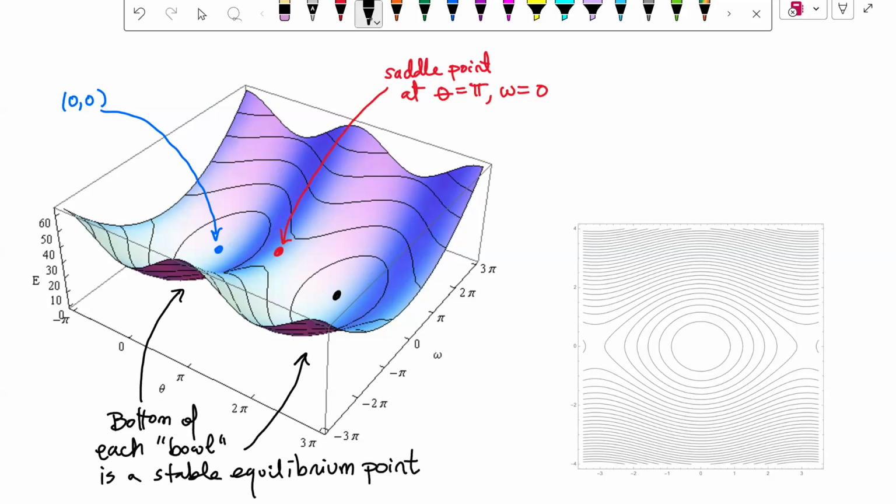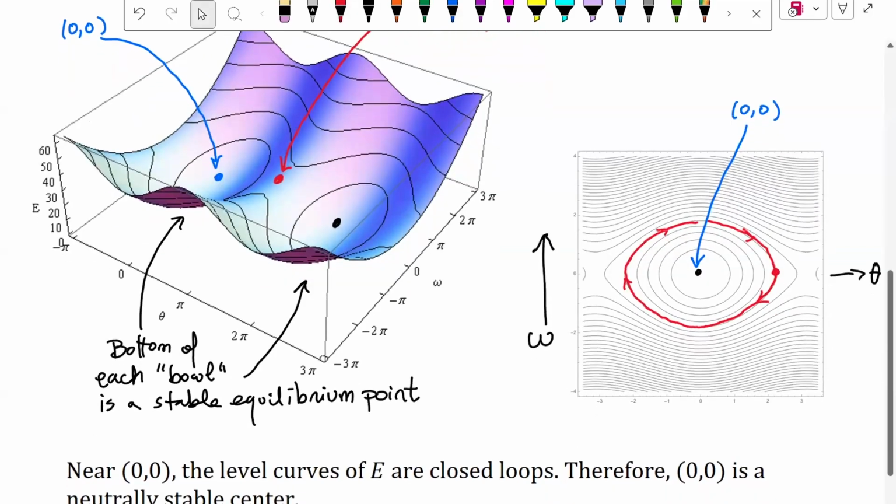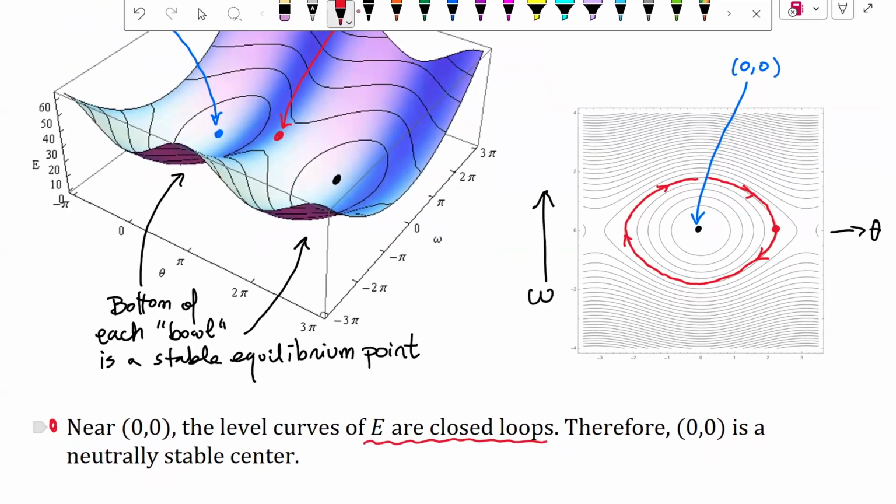Now think of the energy function as overlaid on top of the phase portrait of the solution trajectories, where each trajectory must have a constant energy value. Along any one of these solution trajectories, the energy function E is going to be constant. Now, near the origin then, the level curves of the energy function are closed loops. This tells us that 0, 0 is in fact a neutrally stable center. So this is a case where the linearized version actually does match the nonlinear system from which it came. Let's go to the next page.